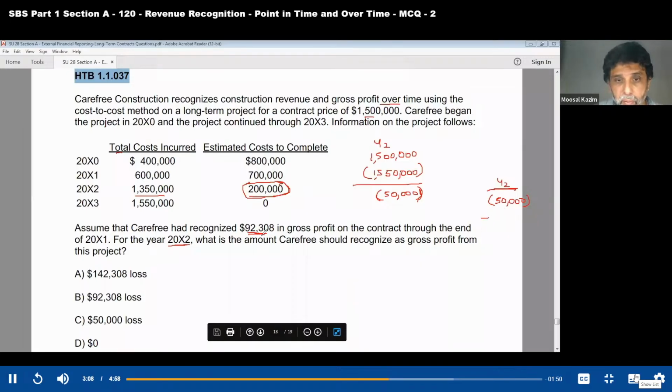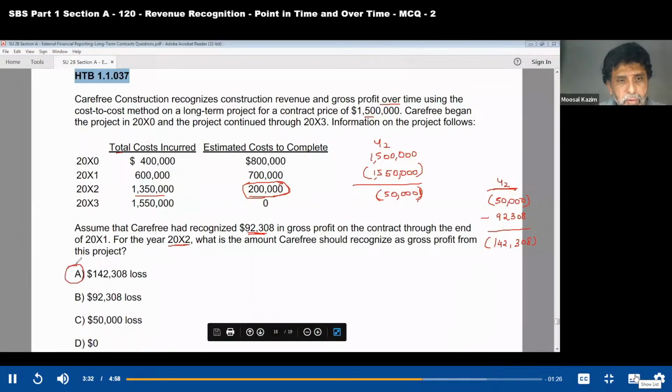minus the profit that was recognized before, because there's no longer a profit. There is no longer a profit. So minus 50,000 minus 92,308 would give us a loss of 142,308. And that is the right answer.